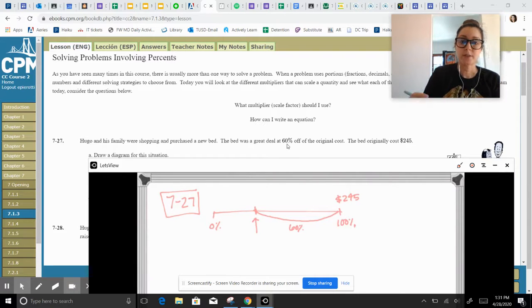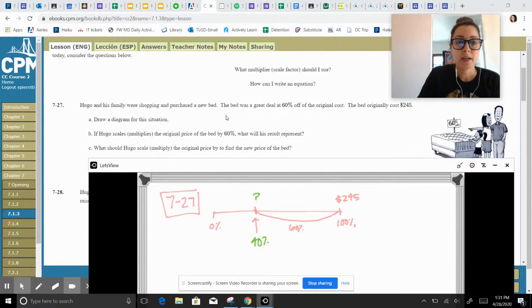There's a couple things that you can see right off the bat. One of them being 100% minus 60% means that he's paying 40% for the bed. It's actually a pretty good deal. So now we just need to figure out what that is cost-wise. Let's look at part B. It says if Hugo scales or multiplies the original price of the bed by 60%, what will his result represent?